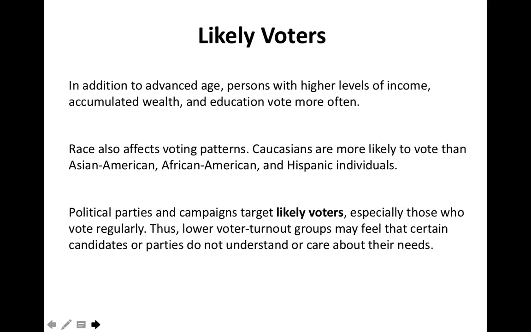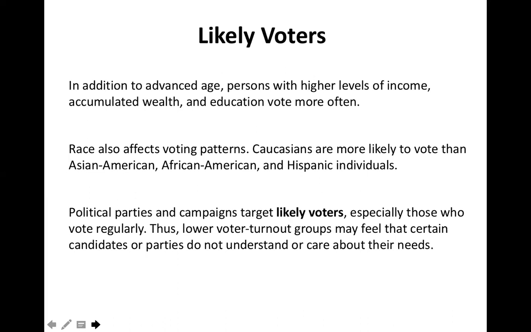So likely voters. Who are our likely voters? This is important. In addition to being older, people with higher levels of income, wealth, and education vote more. Race also affects these patterns. Caucasians are more likely to vote than minorities. So political parties and campaigns try and figure out who these likely voters are within their different precincts.